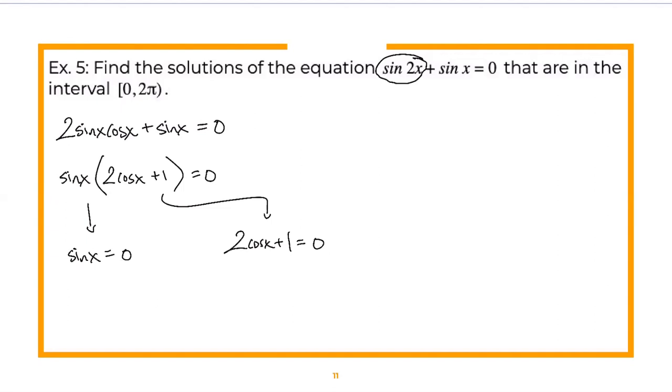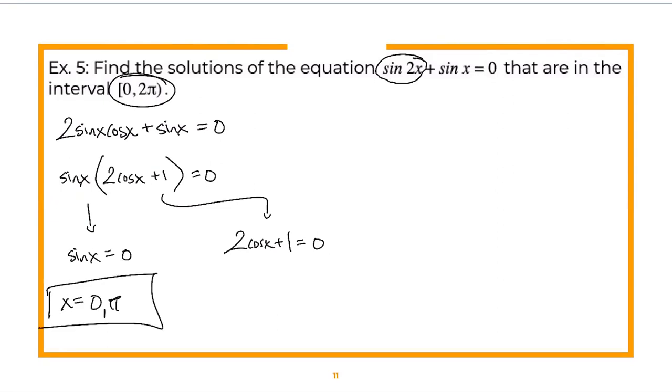All right, so using your unit circle, tell me all the values in your unit circle where sine of an angle equals 0. Zero and pi. 0 and pi, very nice.